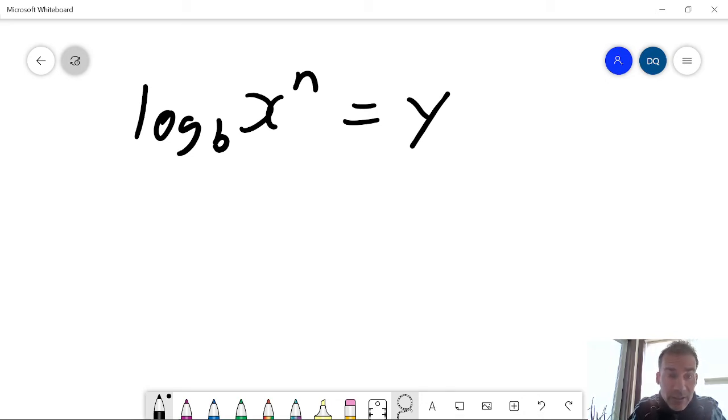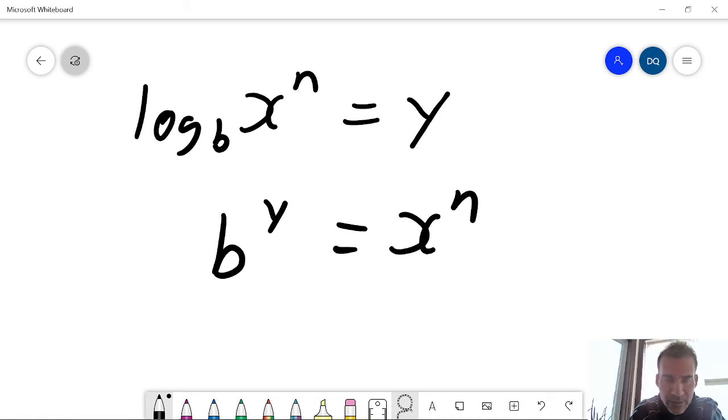Appealing to our definition of a log, what this is telling me is that when I raise b to the exponent y, that is equal to x to the n. That is the very definition of a log. Remember, a log is defined implicitly, not explicitly, and the log of a power gives you the exponent.